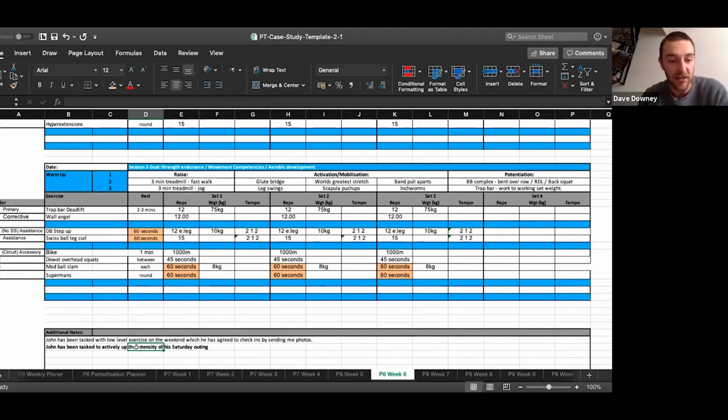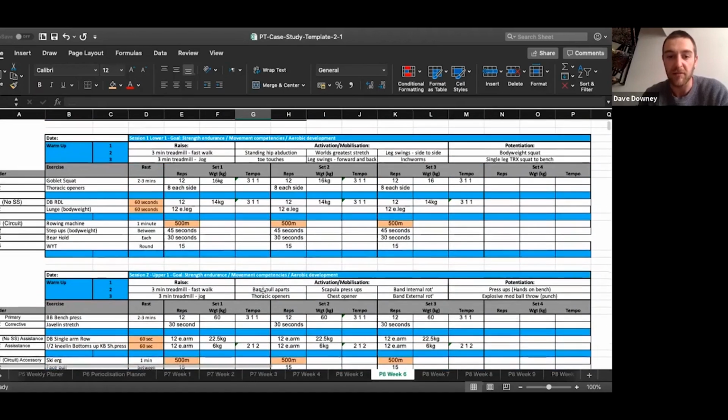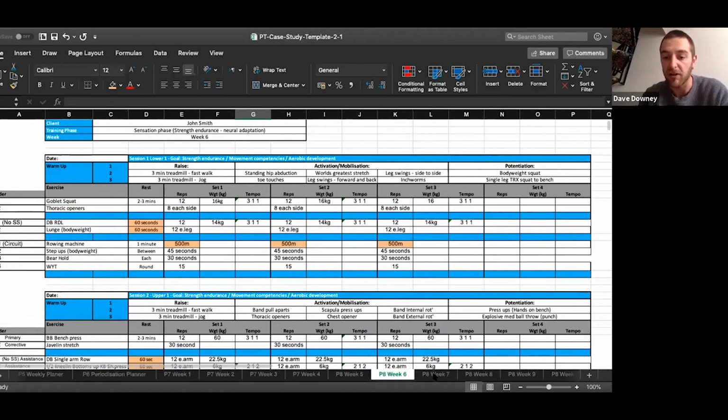And again, here you'll see John has been tasked to actively up the intensity of his Saturday outing. He's feeling a little bit better, and we're just giving him those little targets that he can do on his own as well. So it includes him in the programming a little bit and gives him a little bit more onus to make changes.